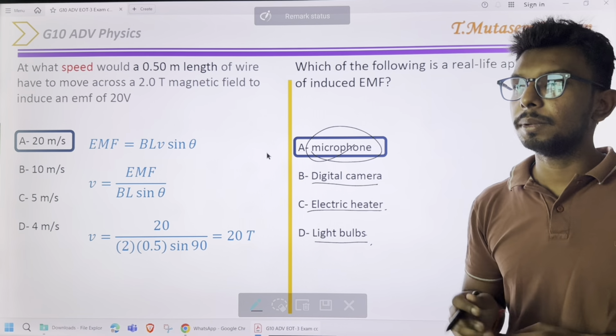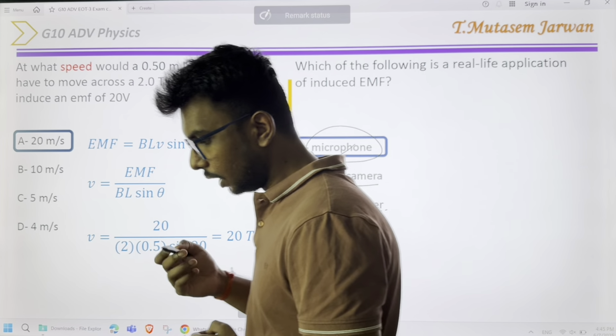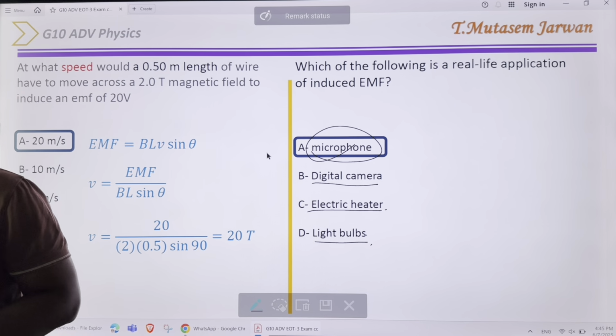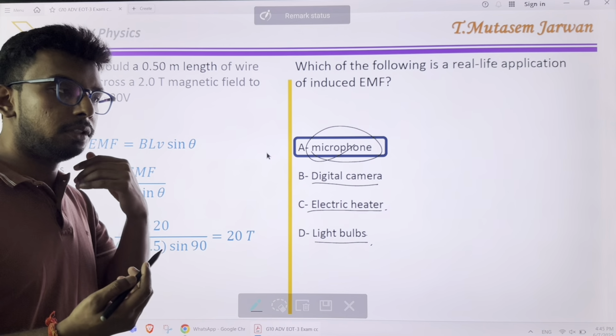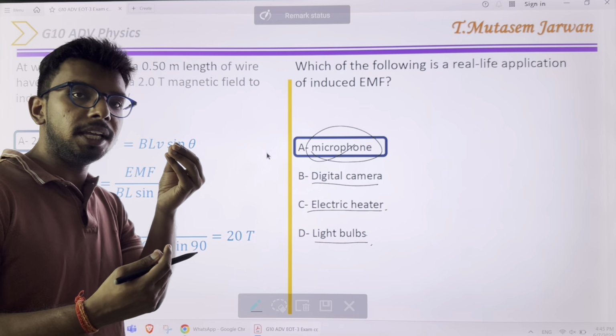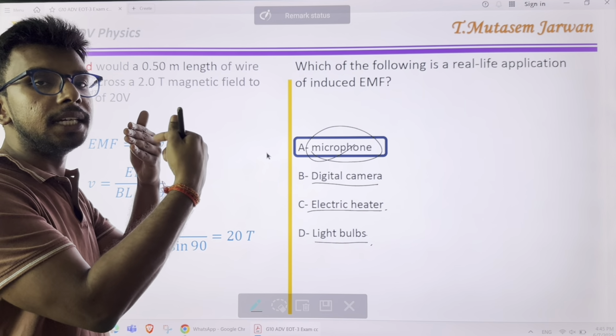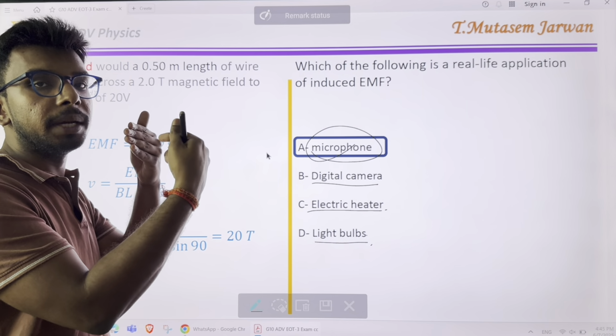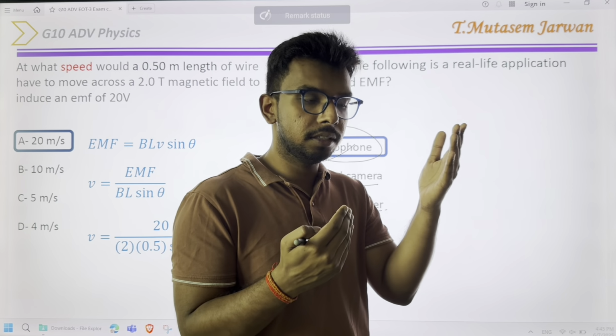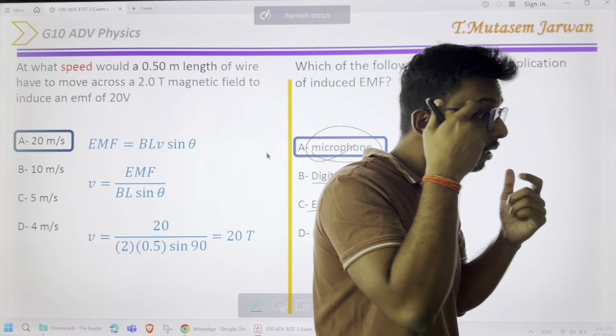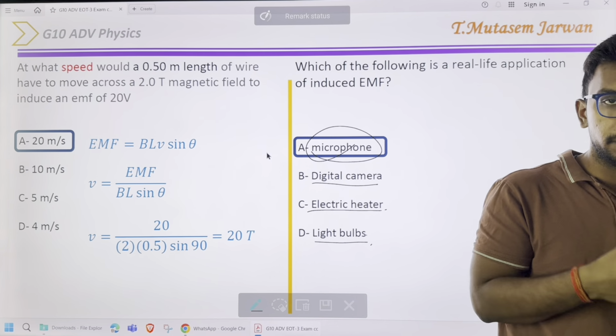Microphone, yes. In a microphone, we do use electromagnetic induction. What happens is basically when I'm talking, because of my sound waves, the coil inside the microphone vibrates, and because of that vibration, an electric current is generated, which is transmitted to the device to record it or whatever it is.